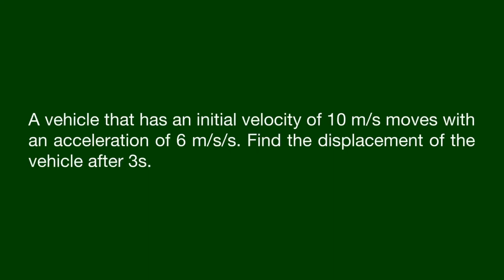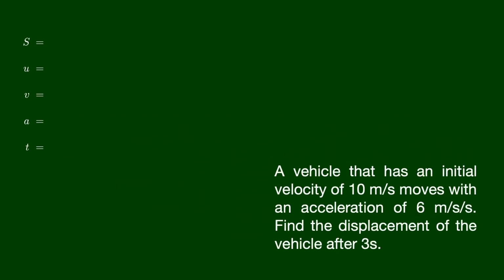A vehicle that has an initial velocity of 10 meters per second moves with an acceleration of 6 meters per second per second. Find the displacement of the vehicle after 3 seconds. Let's list the SUVAT values. We have to find the displacement of the vehicle after 3 seconds. The vehicle has an initial velocity of 10 meters per second. But we do not know the velocity after 3 seconds. This velocity is not required to find the displacement of the vehicle.